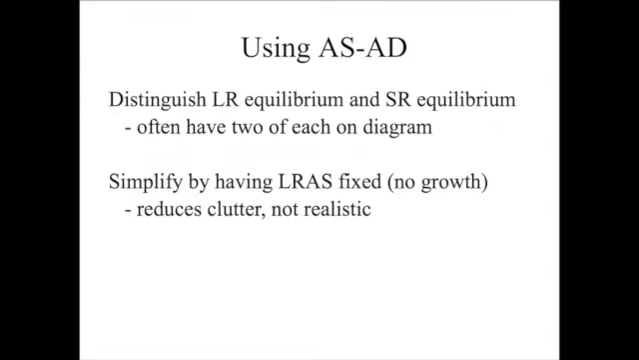So in addition to distinguishing between long-run and short-run aggregate supply curves, we're going to distinguish between long-run equilibria, which is where aggregate demand intersects long-run aggregate supply, and short-run equilibria, where aggregate demand intersects short-run aggregate supply. And in general, we're going to have two of each on our diagrams.